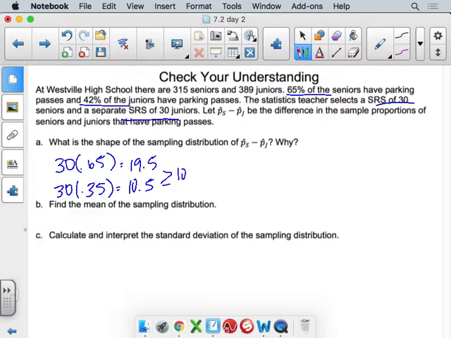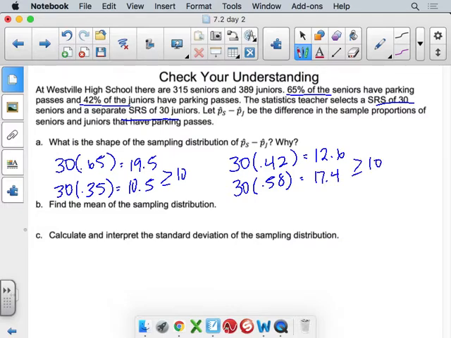Let's do it for juniors. So juniors is a sample size of 30 times 42%, 30 times 58%, which is numbers I've already calculated, bigger than 10. So what it means is we can say that this distribution, this simulation that we come up with, is going to have a pretty normal shape. It's not going to be perfect, but it's going to be approximately normal. So that's good.